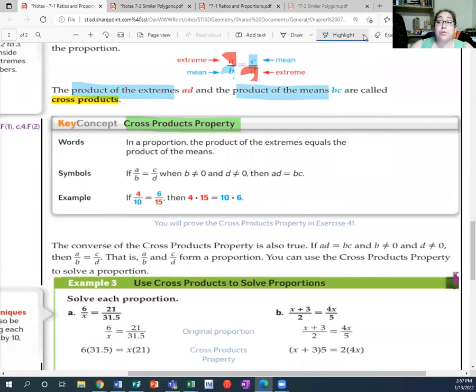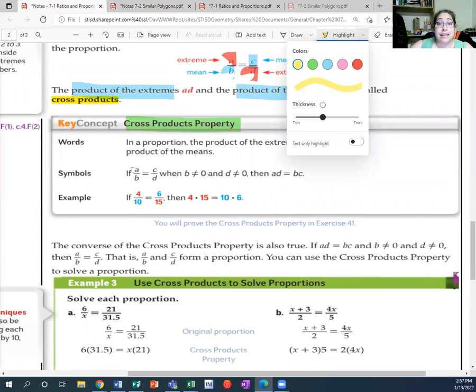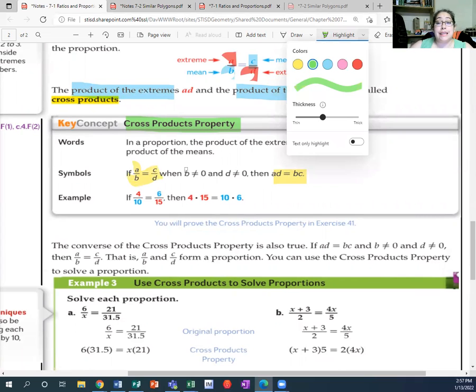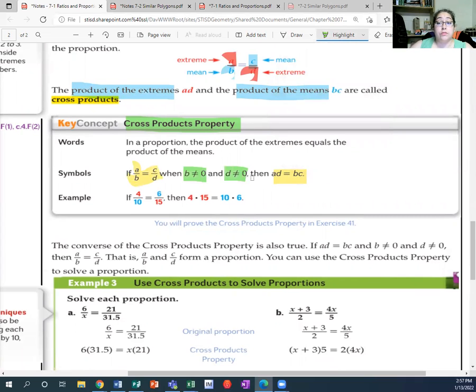The cross product property then says that if we have a proportion that is one fraction equal to another fraction, then we can cross multiply. And that's where cross multiply and solve comes from, is this cross product property. Please note that we have things that cannot be zero. Those denominators cannot be zero, otherwise this doesn't work.